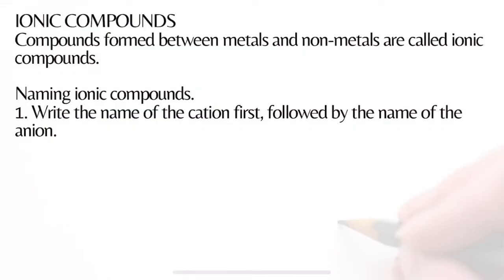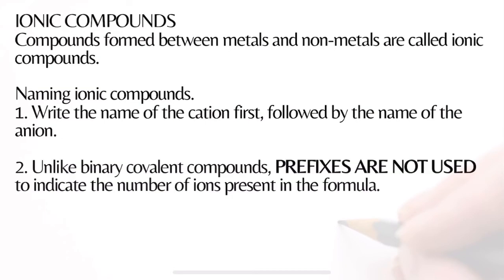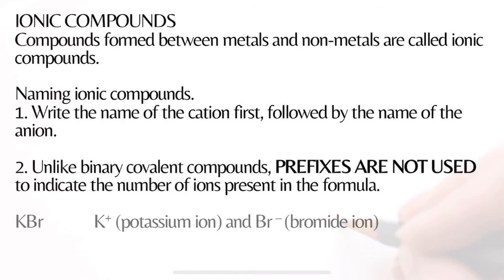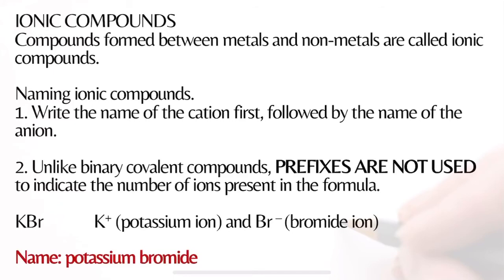Ionic compounds, these are compounds formed between metals and nonmetals. Now, how do we name them? First step, you have to write the name of the cation first and then followed by the name of the anion. Second, unlike binary covalent compounds, prefixes are not used to indicate the number of ions present in the formula. For example, you have KBr, so that is composed of K+, which is potassium ion, and Br-, which is bromide ion. So we just combine the name of the cation and the anion. So this is potassium bromide. So KBr is potassium bromide.